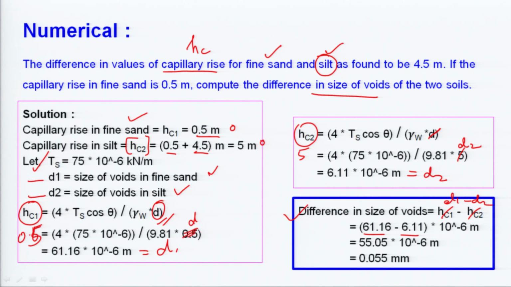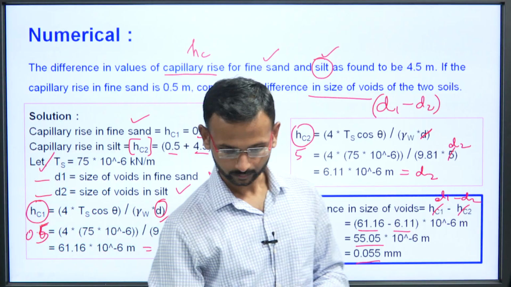So, this comes out to be 55.05 into 10 to the power minus 6 meter, that is 0.055 mm. So, this is the difference in size of the voids of the two soils, that is the value of D1 minus D2. Please correct it, these are not HC1 and HC2, this is D1 and D2.